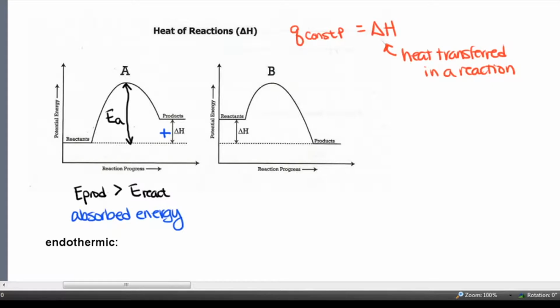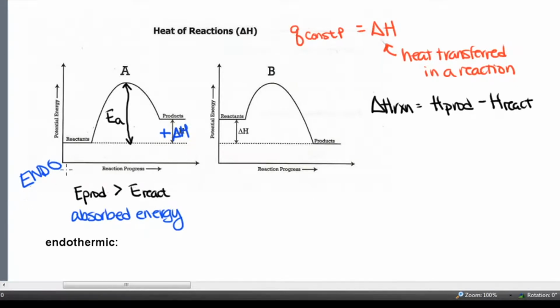Because when we calculate our delta H, it's always delta H final minus delta H initial. So the delta H for a reaction is always equal to the heat or the energy that the products have minus the heat or the energy that the reactants have. So here, if we do products, which is a bigger value, minus your reactants, which is a smaller value, we're going to get a positive delta H. So this is an example of an endothermic reaction. Energy was absorbed, positive delta H.